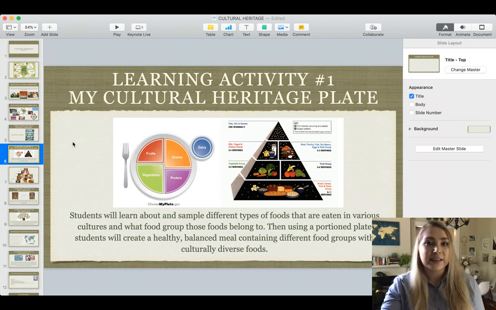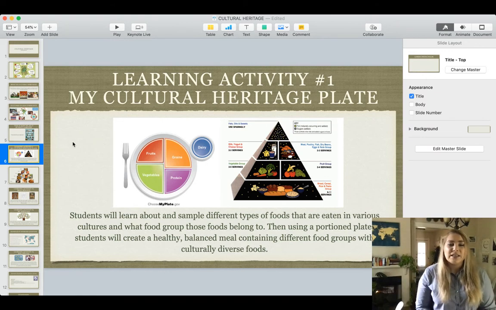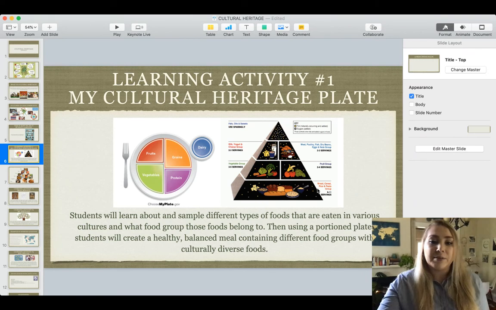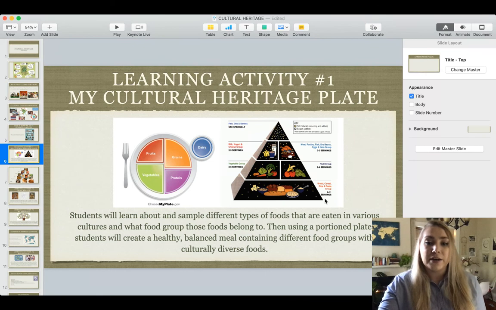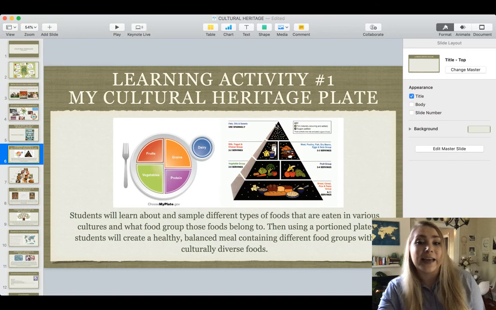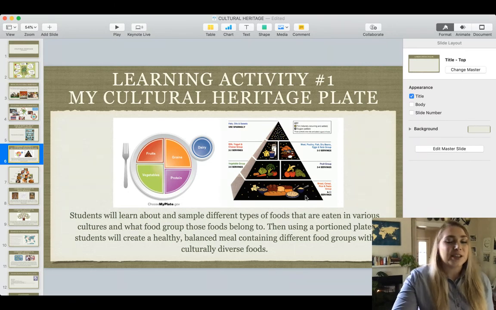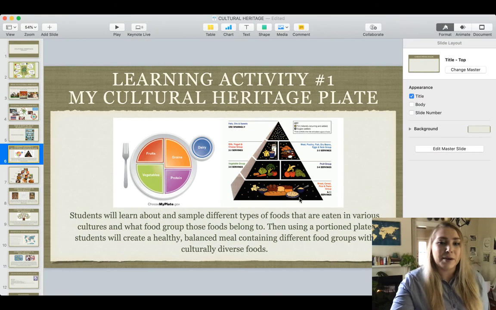My first learning activity is titled My Cultural Heritage Plate. It is a good activity to teach students about the food pyramid and different types of foods that are eaten in various cultures. I would also mention with this that this is the American food pyramid, and many cultures don't follow this food pyramid, and I don't know that the standard American diet looks like this food pyramid, but it's just an outline of what an American diet should look like.